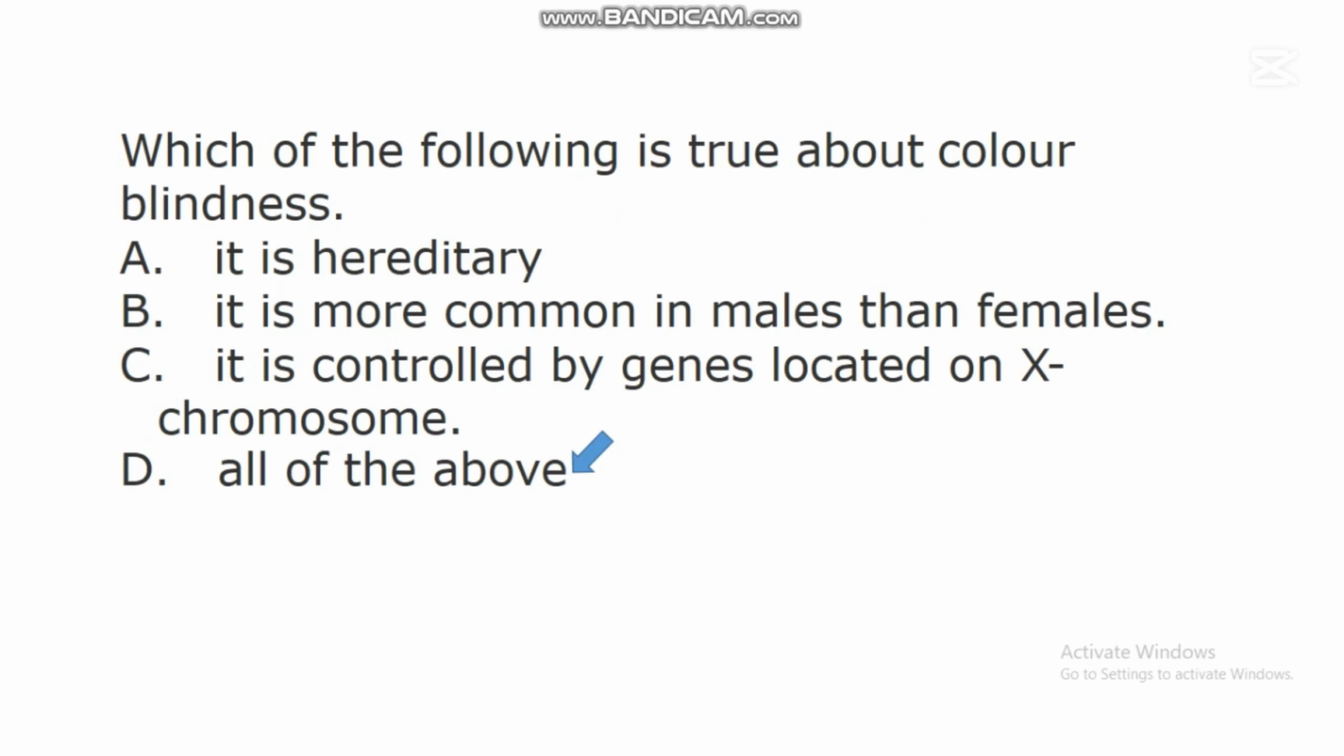This problem known as color blindness is hereditary, meaning that it can be transmitted from parents to their offspring. And this color blindness, because of the fact that it is a genetic abnormality, studies have shown that it is more common in males than in females. This trait or this problem is controlled by genes located on X chromosome. All these things are facts about color blindness.